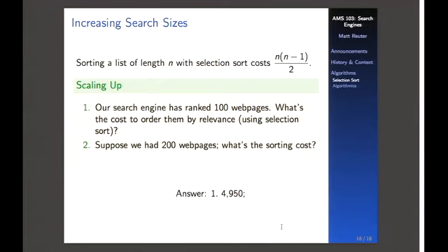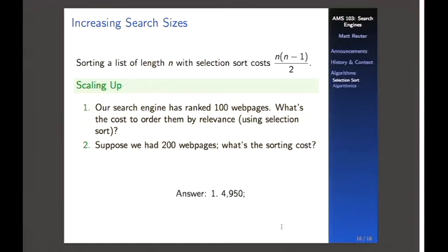Okay, well, is that a big number from a computer's perspective? No. Is it a big number from your perspective? Yeah. Okay, but computer, fine. So suppose now we made our search engine just a little bit better and we found another 100 web pages. So now we have 200 web pages that we want to sort. What's our cost going to be?